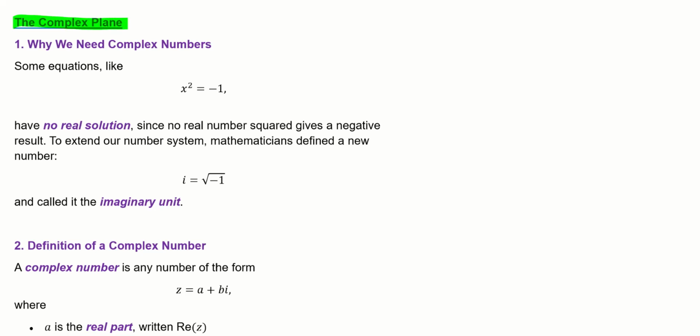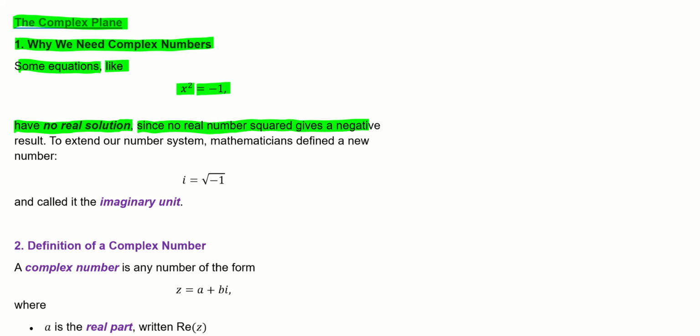The complex plane. Why we need complex numbers. Some equations, like x squared equals -1, have no real solution, since no real number squared gives a negative result.